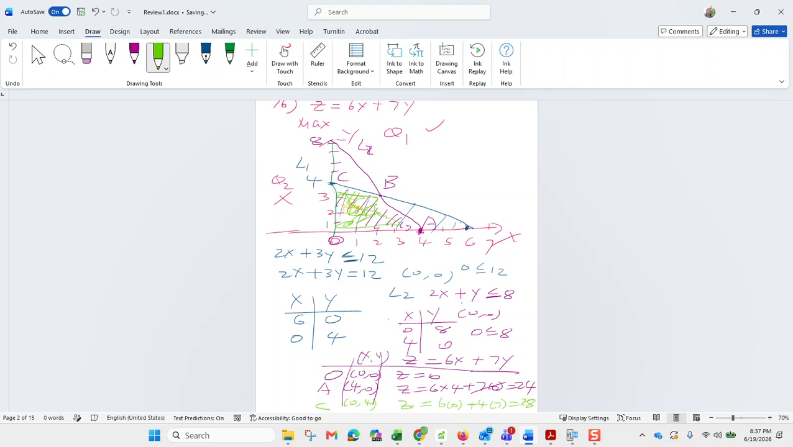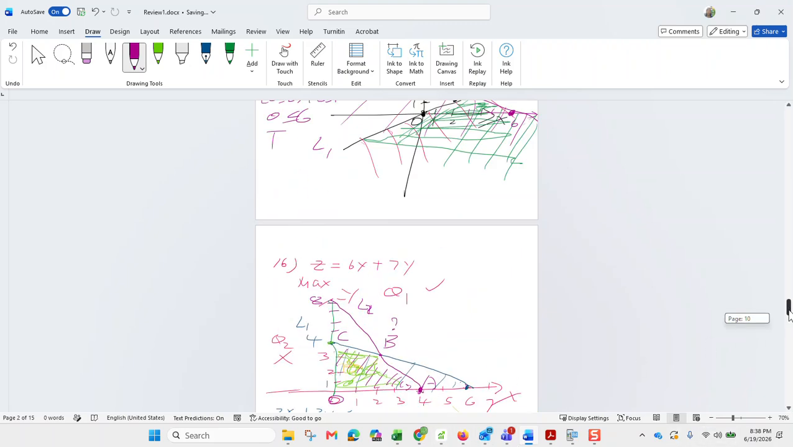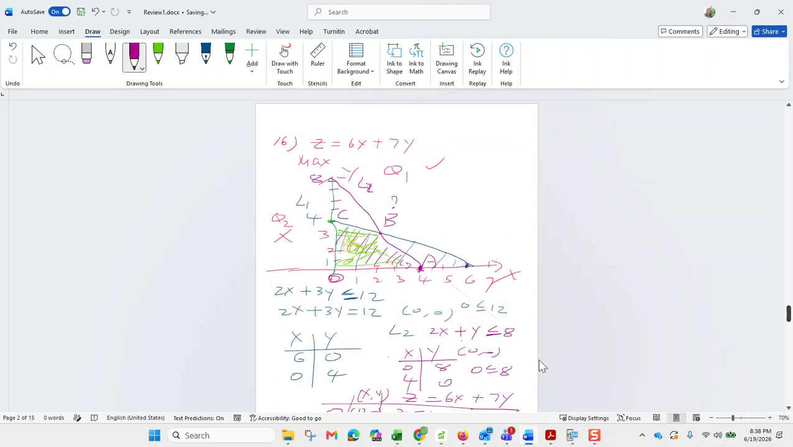Okay, so apparently C is already greater than A. So this point C here is 28. We have another point we haven't calculated, which is B. So how do we calculate B? That is the challenging part. And that's why we have to solve the common part of these two lines.